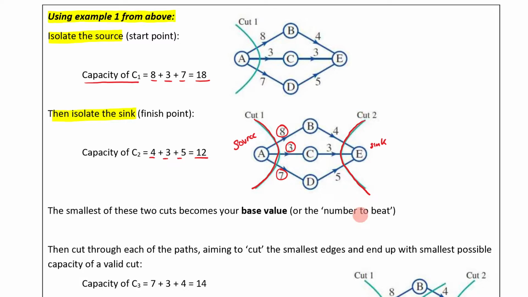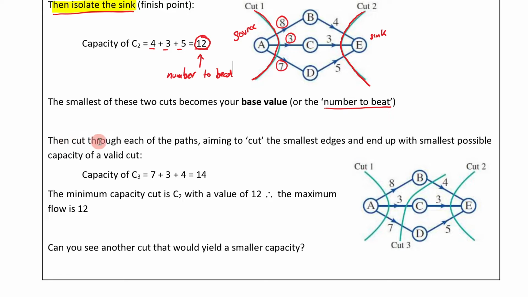Now, this is the first thing that you do when you're using the minimum cut method: you isolate the source, then you isolate the sink, and you figure out the capacity of each of these cuts. The smaller of these 2 cuts becomes the base value, or the number to beat. So 12 is smaller, so 12 becomes the number to beat. Can I make another cut through this network that gives me a number smaller than 12? Let me just repeat that. The first thing that you do when you get one of these problems is you isolate the source, give a cut to the source, give a cut to the sink, figure out which of these is smaller, and then you think to yourself, all right, the smaller number is the number to beat.